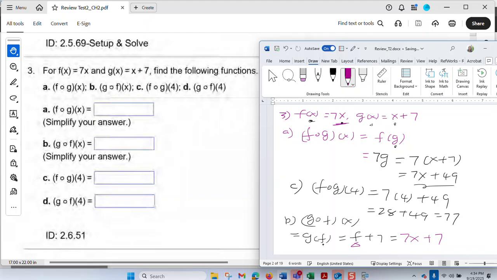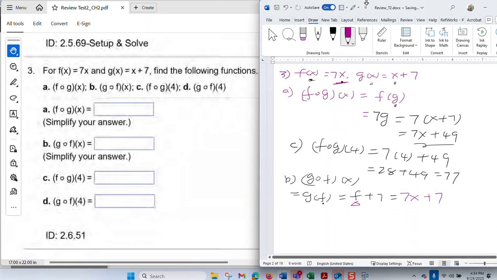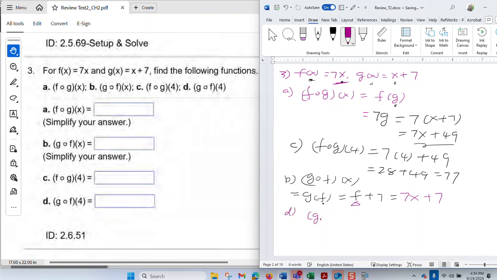And that's it. There's no like terms you need to combine. So that's g composite f. And if I want to find my D here, g composite f when x equals 4, you already found the composition function, so you just need to replace x by 4. That should be really easy to calculate. So that will be 35.